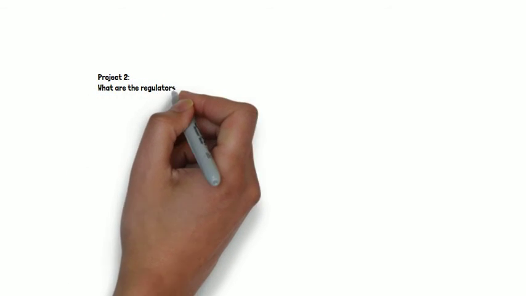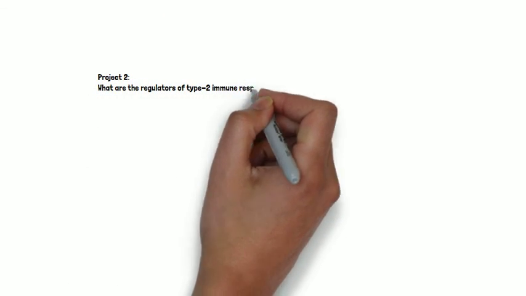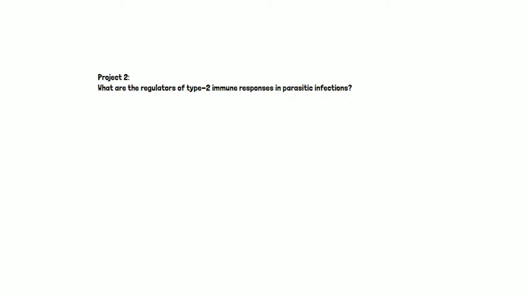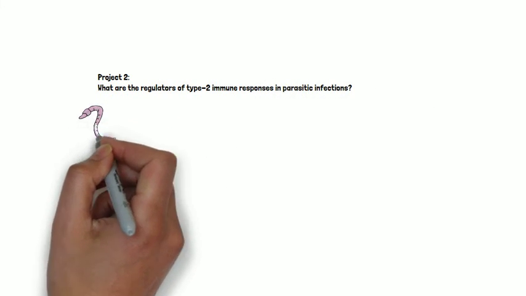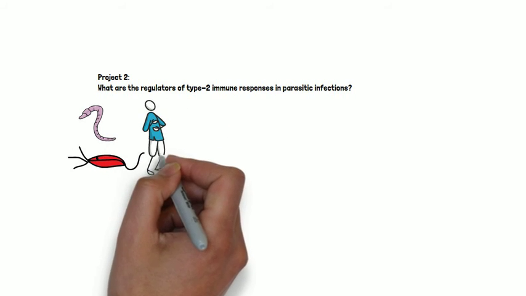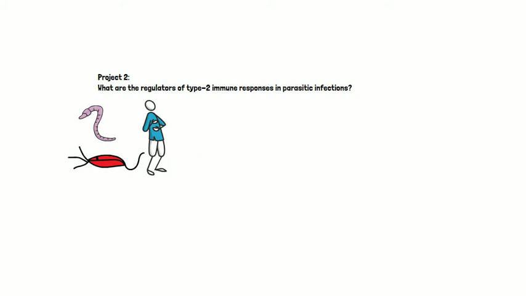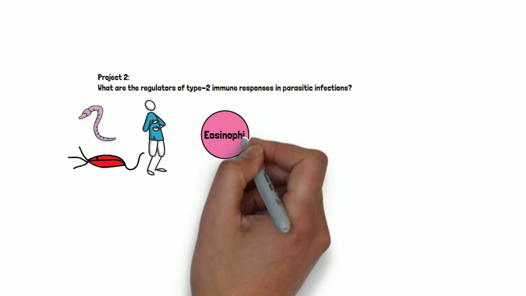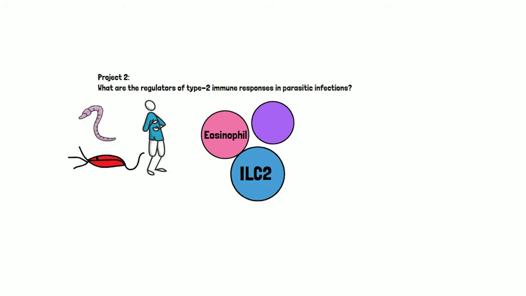In Project 2, we ask the question, what are the regulators of type 2 immune responses in parasitic infections? Certain parasite infections that include helminths and protists can cause disease and are strongly associated with protective type 2 immune-mediated intestinal inflammation observed across species, including mice and humans, characterized by ILC2s, eosinophil and mast cell recruitment, and tissue injury.